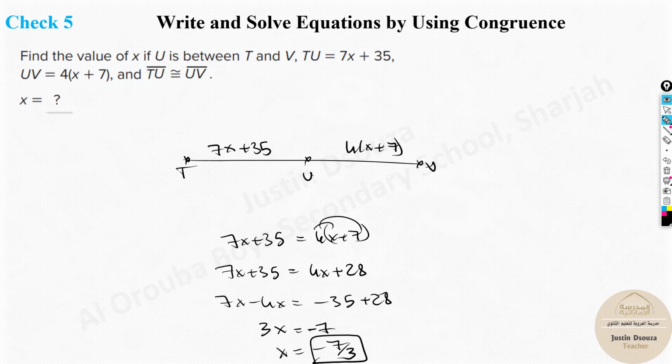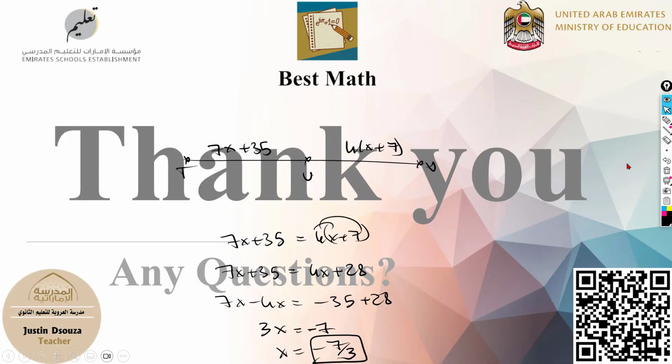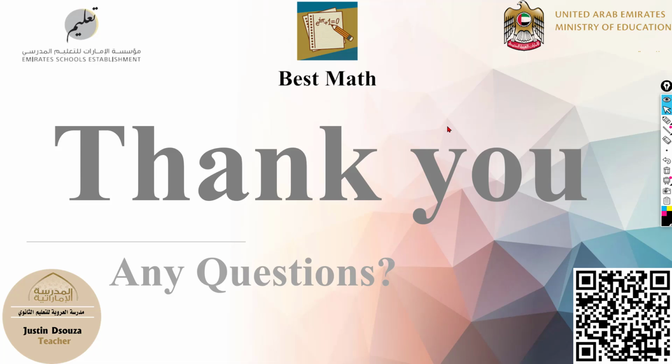I did not do anything wrong. Let me just check the answer. Yeah, it's the correct answer. I thought it would be a whole number or something, but it is minus 7 by 3. That's the correct answer. This is how we can easily solve these problems, and that's the end of this lesson.